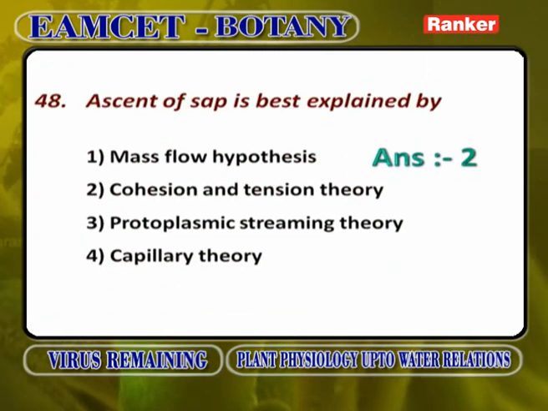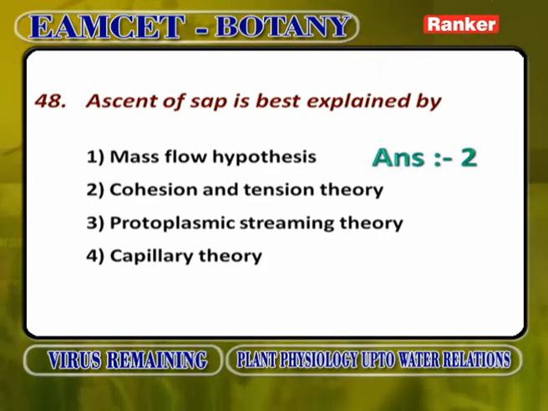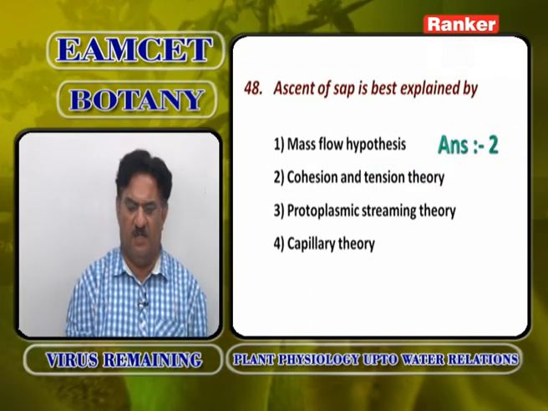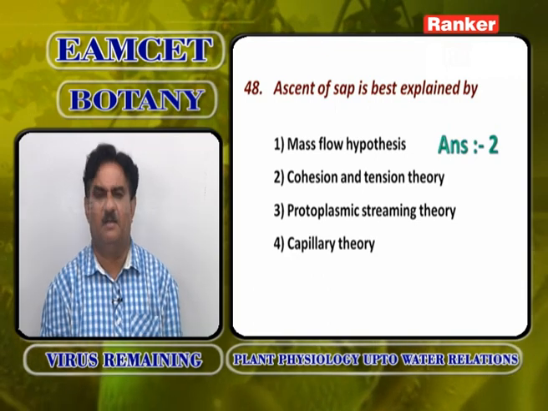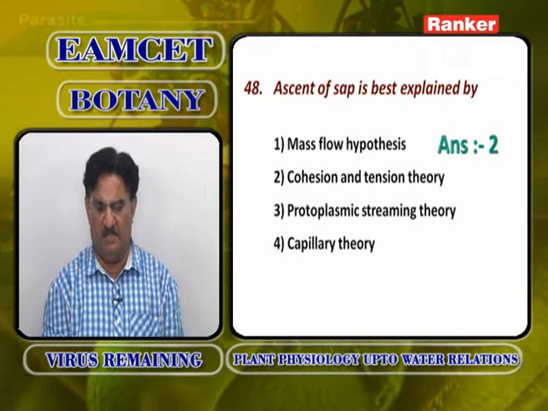Ascent of sap is best explained by the cohesion tension theory, though many components are present. Mass flow hypothesis is for movement of food from leaves to various parts. Protoplasmic streaming hypothesis is also an explanation of phloem involvement in transportation of food. The best answer for ascent of sap is the cohesion tension theory.